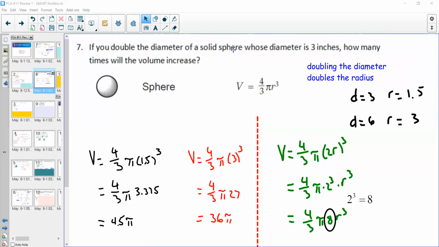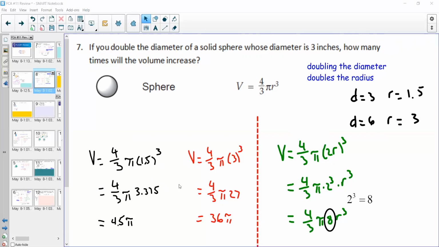If you double the diameter of a solid, how many times will the volume increase? If I'm doubling the diameter, I'm also doubling the radius. The way I look at it is that the radius in the volume formula is being cubed. So that 2 that's being multiplied to whatever the radius is, it's also being cubed. 2 times 2 is 4, times 2 is 8. So by doubling the diameter, I'm increasing the volume by 8 times.